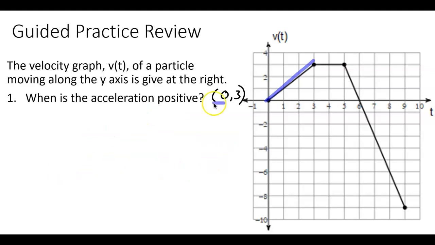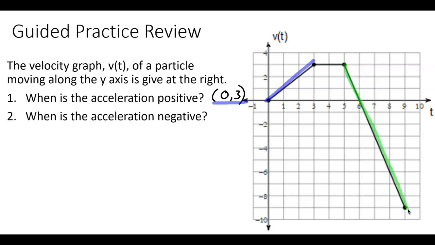All right, let's go ahead and move on to our next question then. When is the acceleration negative? Well, as you guys can imagine, that's going to be the opposite, right? So acceleration is negative anytime v prime is negative. V prime is negative anytime the slope of this graph is negative, and that would be here. So that's from 5 to 9.